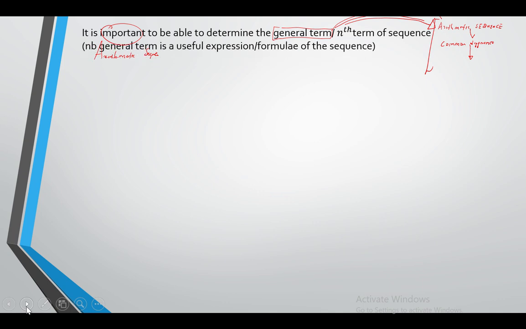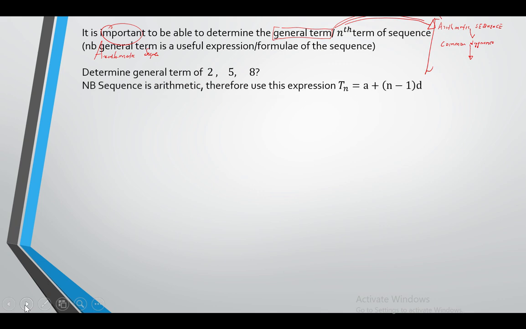A general term is a useful expression, a useful formula of the sequence. It's very important, grade 12 learners, to be able to find the general term, because it's a very useful expression. Let me continue and say, let's determine the general term of the sequence 2, 5, 8.